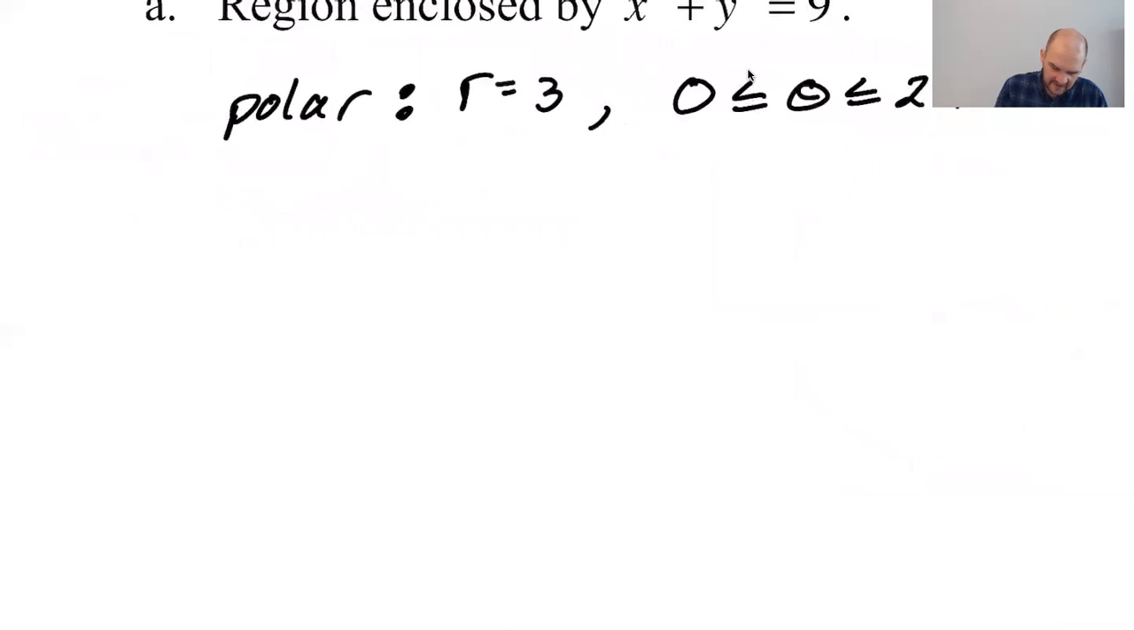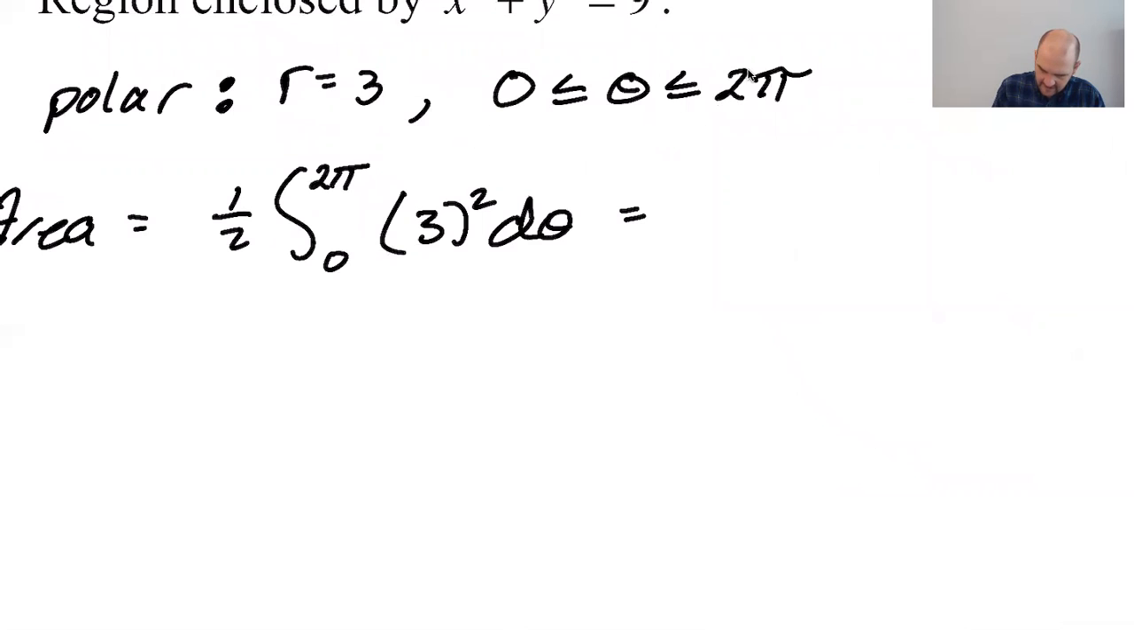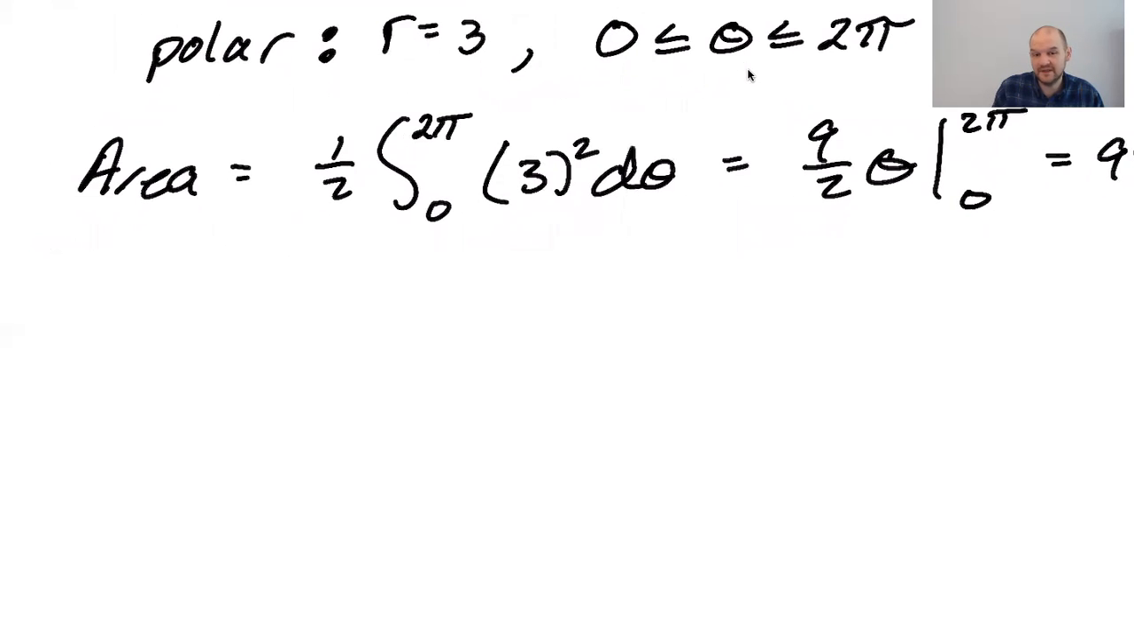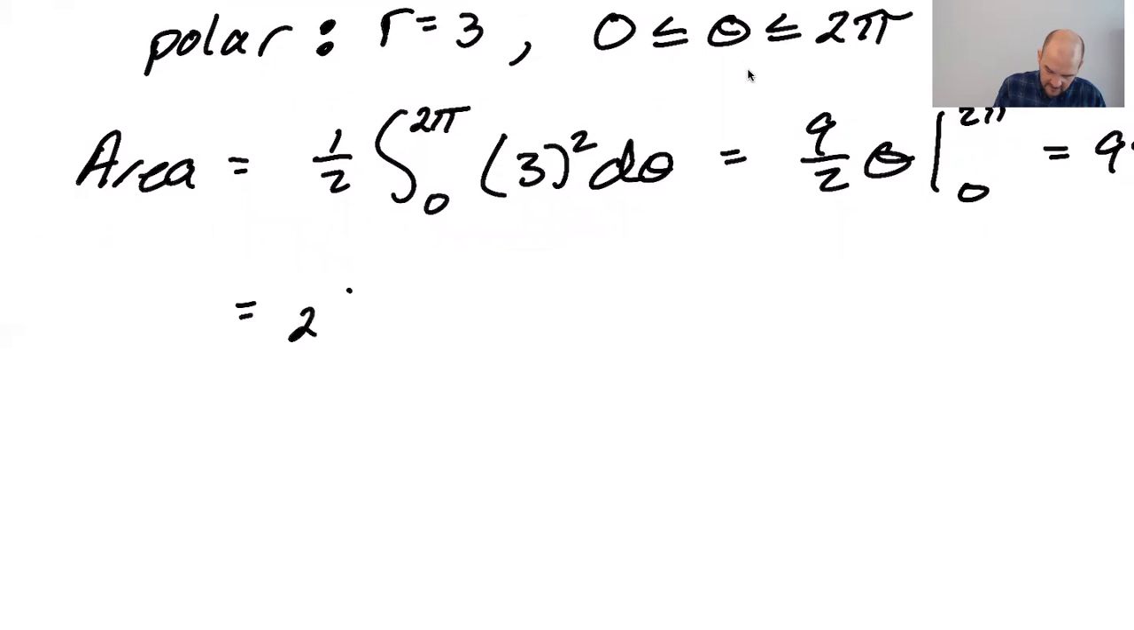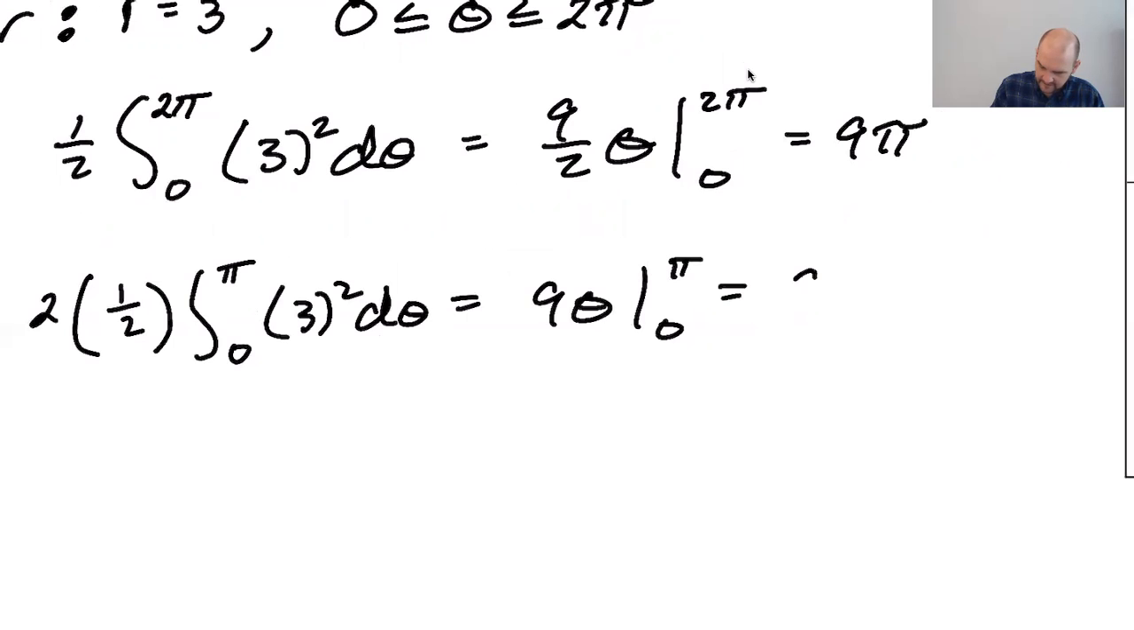So the area should be 1/2 the integral from 0 to 2 pi of r squared, so 3 squared d theta. That's 9, so that's 9/2 theta from 0 to 2 pi, which is definitely 9 pi. Okay, so that's one option. Another option is we could have done 2 times 1/2 integral from 0 to pi of r squared. And then here we just get 9 theta from 0 to pi, which is 9 pi.